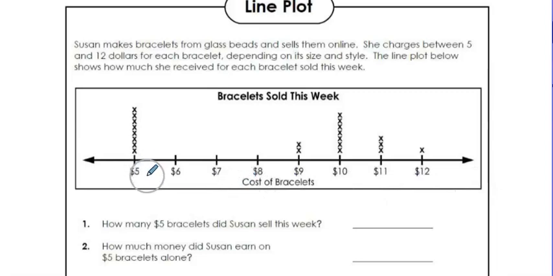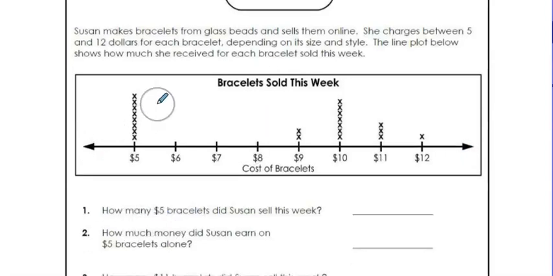You'll notice that we have some X's above 5. So she was able to sell several bracelets for $5. She sold nothing for $6, $7, or $8. 2 bracelets were sold for $9. We have some bracelets sold for $10, $11, and $12. So looking at these questions, again, the X's represent how many bracelets.